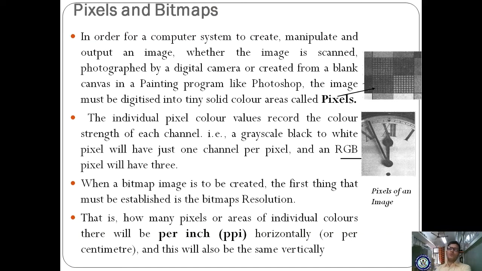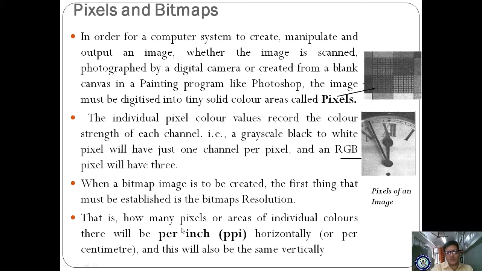Then we have to know the resolution. Resolution means the clarity of our images. That is how many pixels or areas of individual color there will be per inch. If you are looking at the resolution, then you must concentrate on this measurement. What is the measurement of pixels for good resolution? Per inch, PPI, pixels per inch.